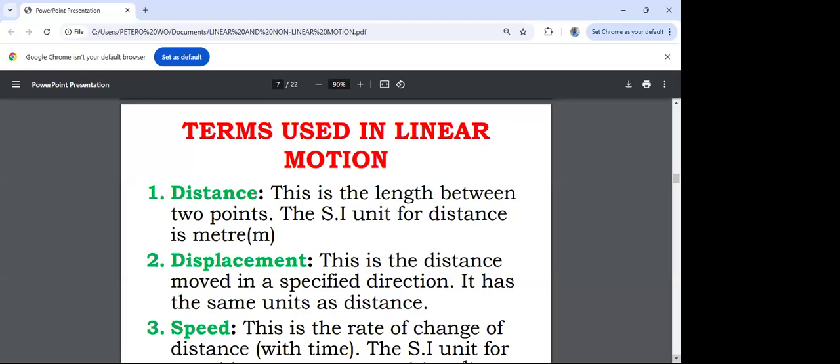Distance is a scalar. Distance is the length between 2 points, like for example, point A and B. Then displacement is the distance covered by a body in a specific direction. Okay, thank you, Junior. Yes, Rebecca.